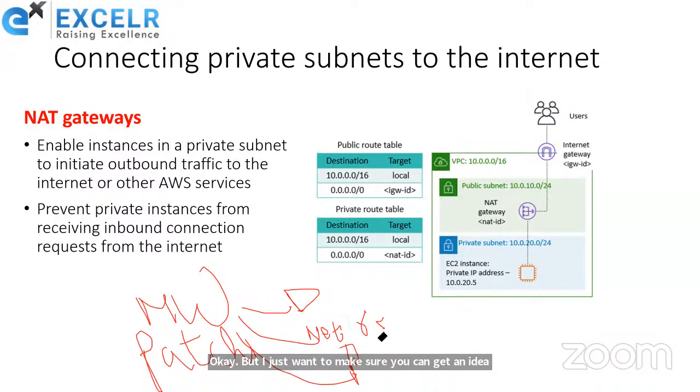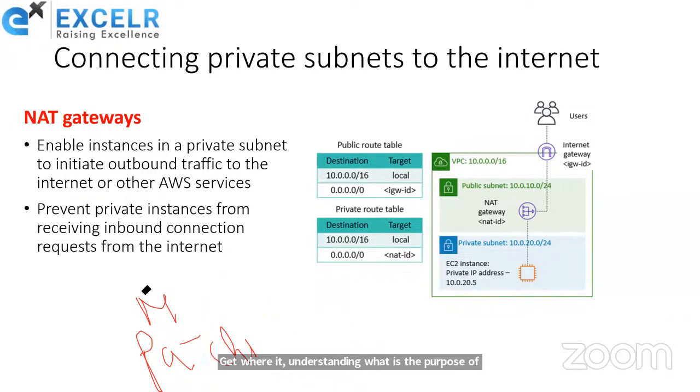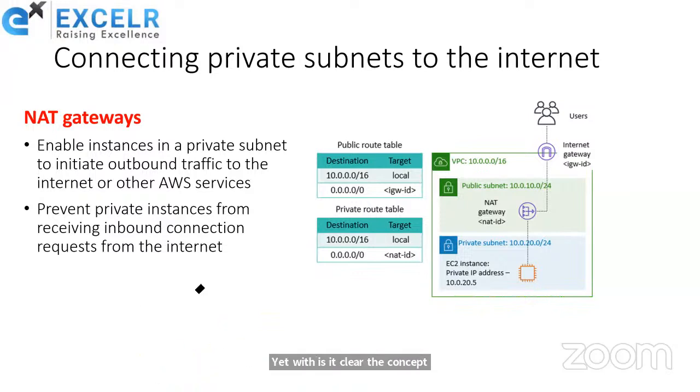Is everyone clear with the NAT gateway? Understanding the purpose of having a NAT gateway. Is the concept clear for everyone? NAT gateway enables the private subnet internet access over the public internet without displaying the private IP addresses to the outside world. That is the concept for the NAT gateway. Clear? Any doubts on NAT gateway?